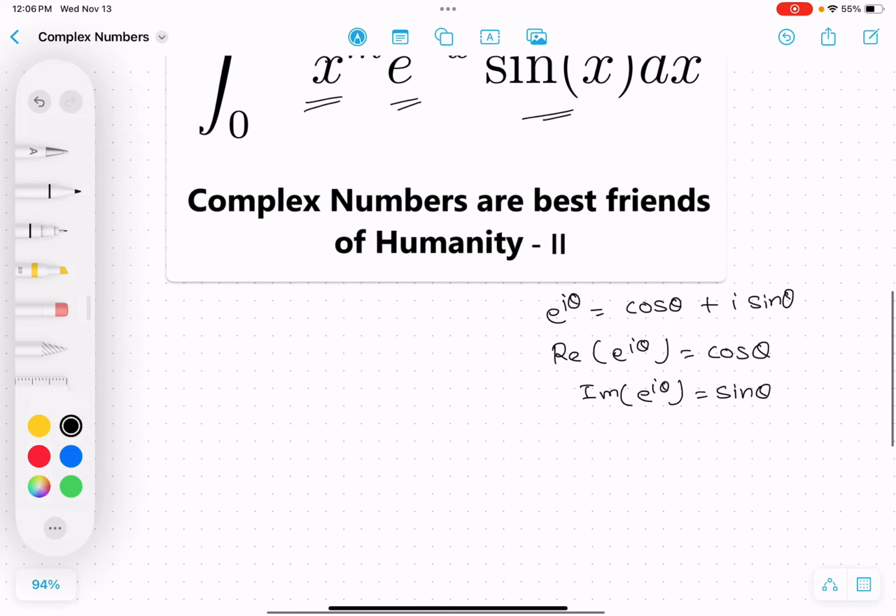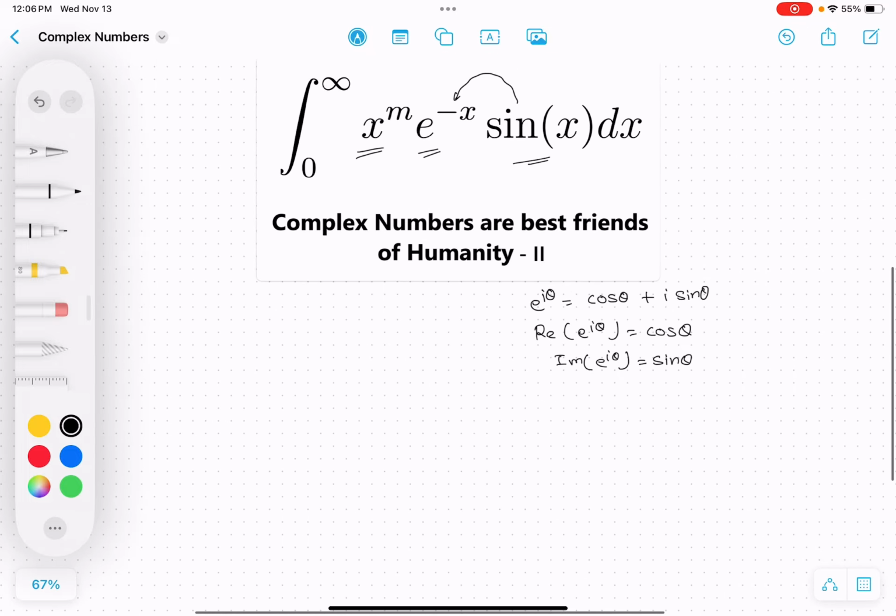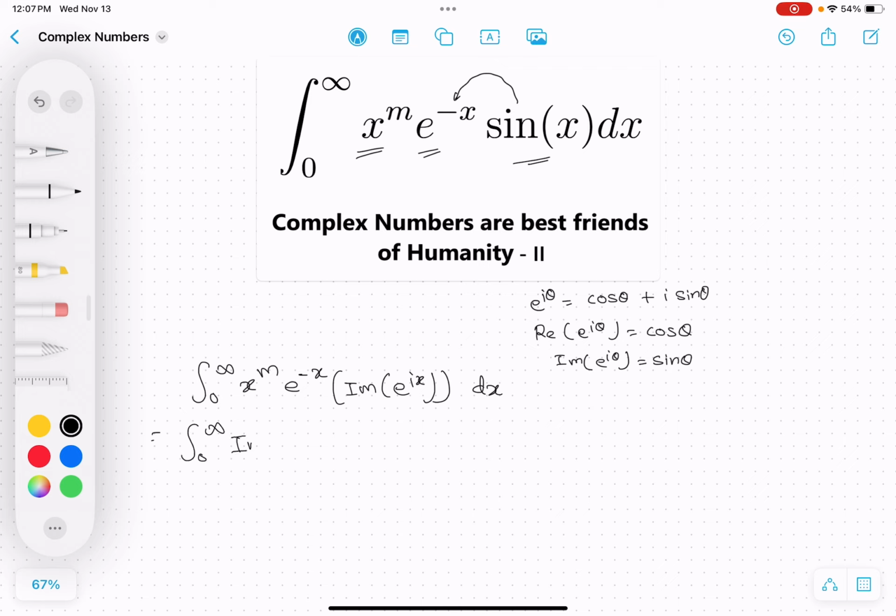Okay, so what I'm going to do is I'll write that this integral over here, I can write sin x as the imaginary part of e to the power ix, and then dx. Now, since these are just real numbers, they can go inside the imaginary part. So this will be the imaginary part of x to the power m e to the power minus x e to the power ix dx.